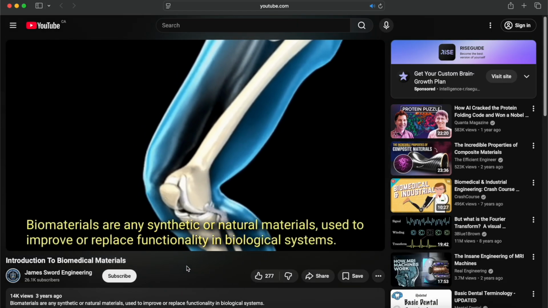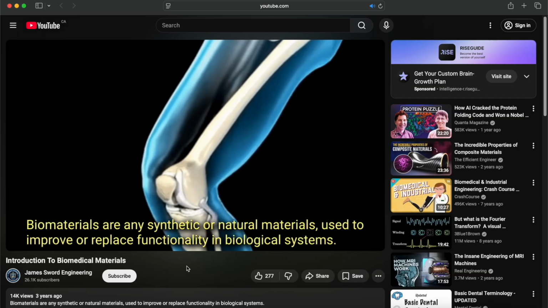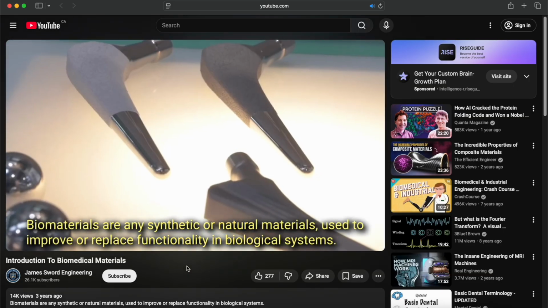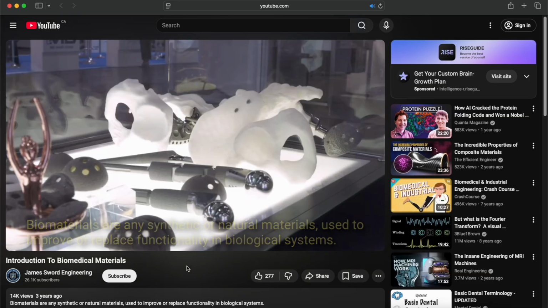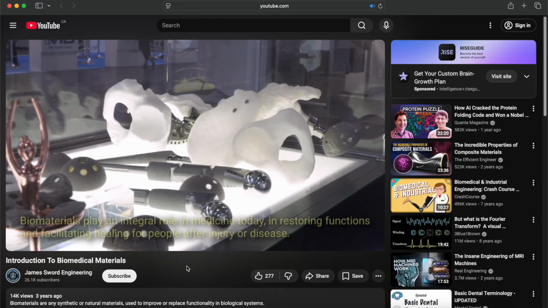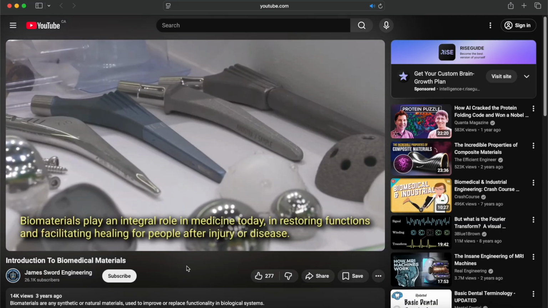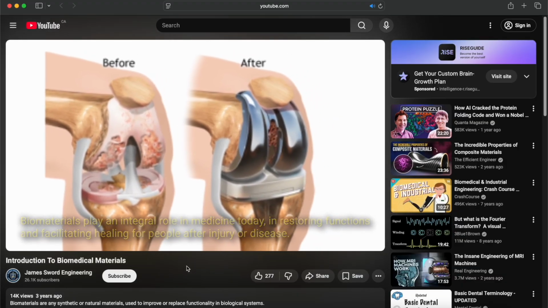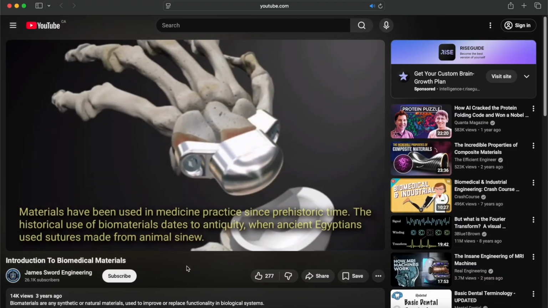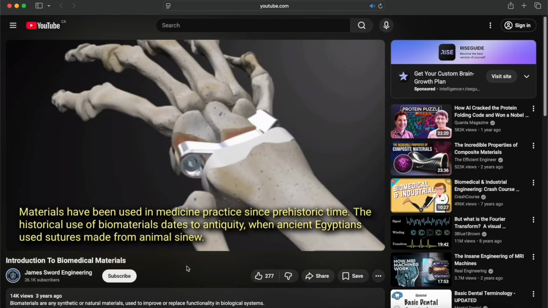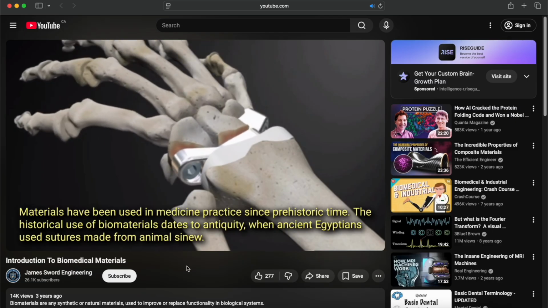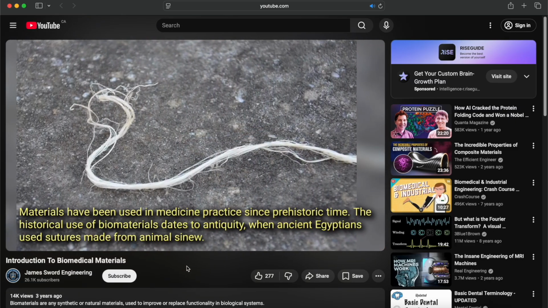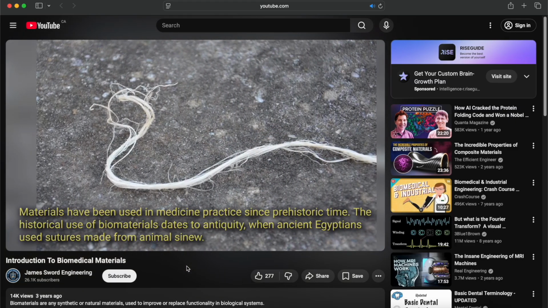Biomaterials are any synthetic or natural materials used to improve or replace functionality in biological systems. Biomaterials play an integral role in medicine today, in restoring functions and facilitating healing for people after injury or disease. Materials have been used in medical practice since prehistoric time. The historical use of biomaterials dates to antiquity, when ancient Egyptians used sutures made from animal sinew.